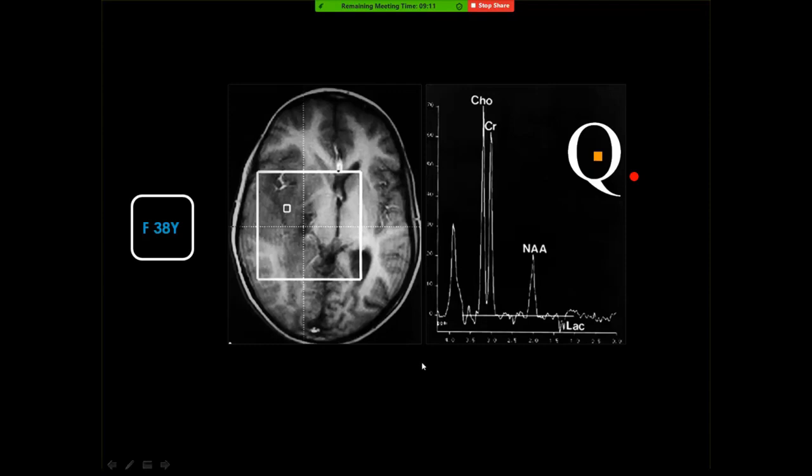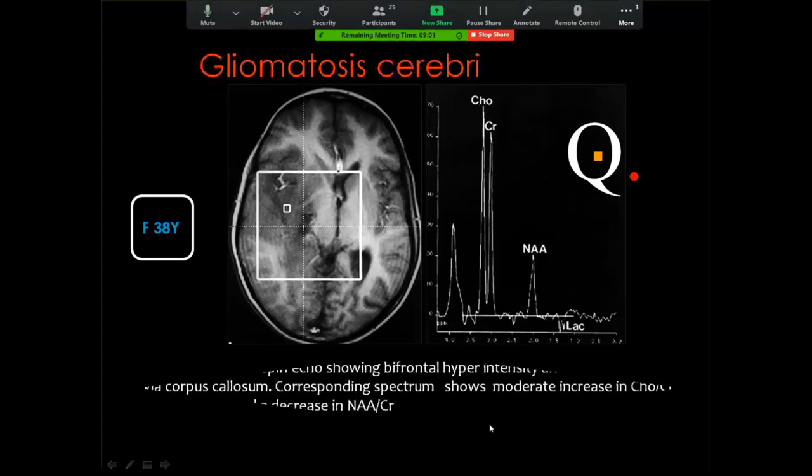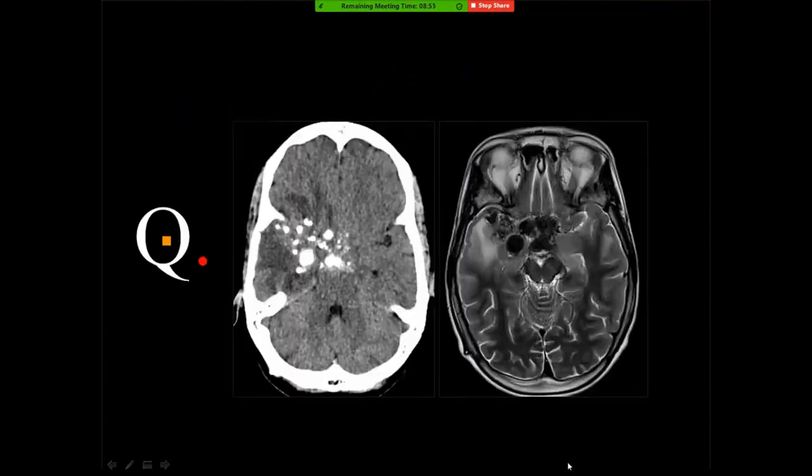And this is a glioma because you have a decrease in the N-acetyl aspartate and a considerable increase in the choline, and because of its diffuse character, you may suspect the possibility of gliomatosis.